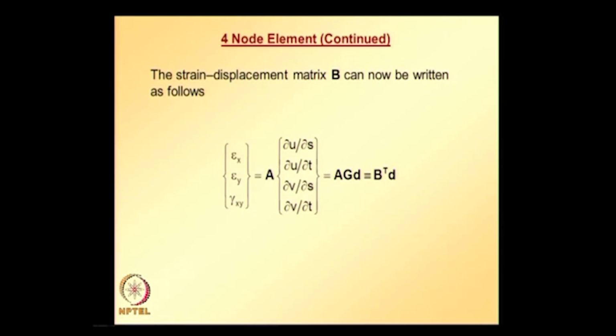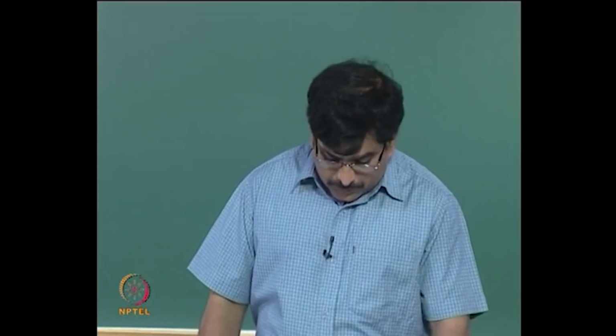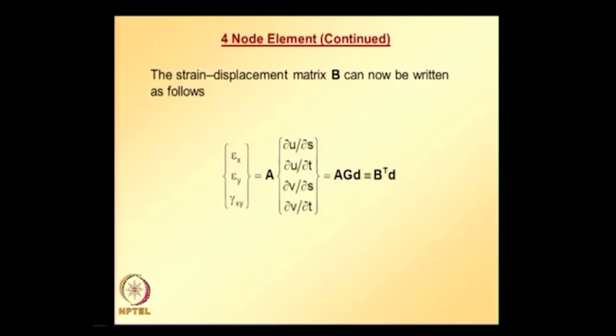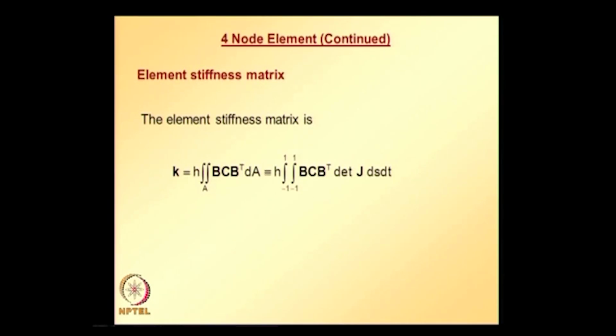So, the key thing is we need to get the nodal coordinate information, then we can easily follow these steps and finally get the required quantities to calculate strains once we know the nodal values. So, now let us look at the element stiffness matrix. The element stiffness matrix is defined like this.